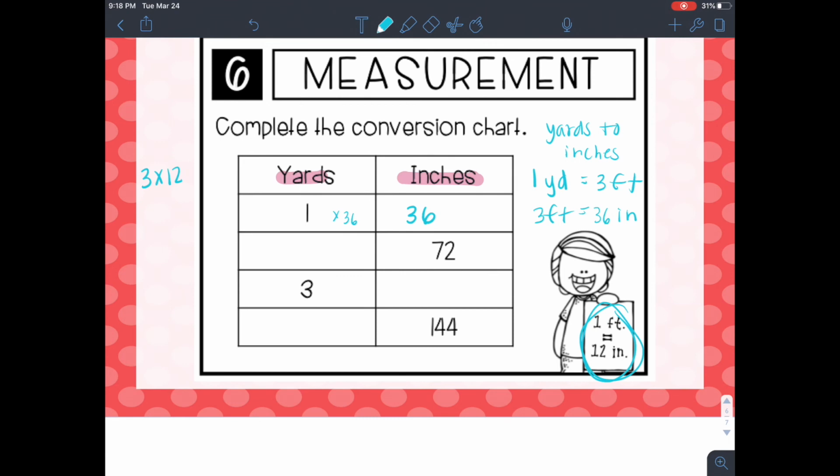Now for 72 inches, I'm starting with inches and I need to go to yards. Last time I went from yards to inches and I was able to multiply. Now I'm going to use the inverse and divide 72 by 36, which would be 2. I want you to try to fill in the last 2 blanks on your input-output table.